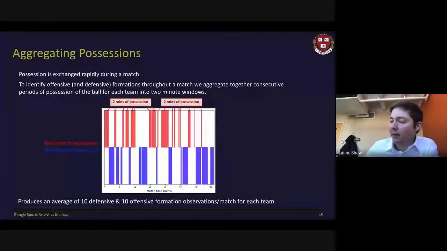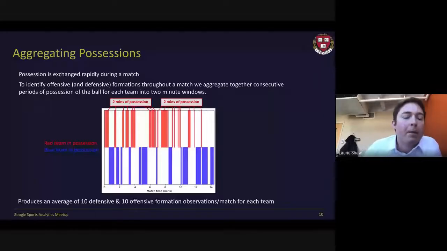So you'll notice that I said averaged over some period of time. What did I mean by that? So in soccer, possession is exchanged very rapidly during a match. So the median length of a possession in a game is typically around 5 seconds.